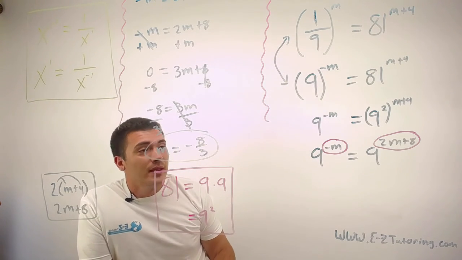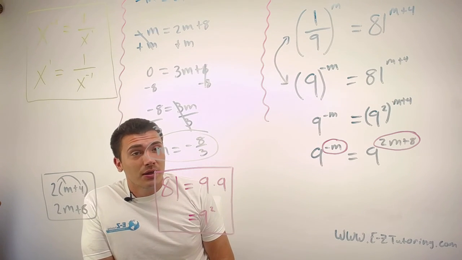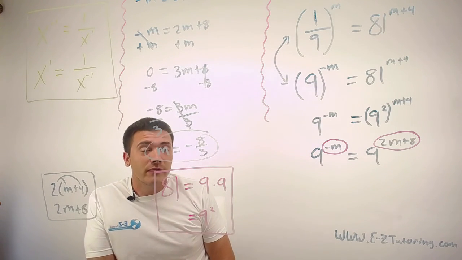So, I gave you guys 2 good examples on using the change of base method to solve exponential equations.